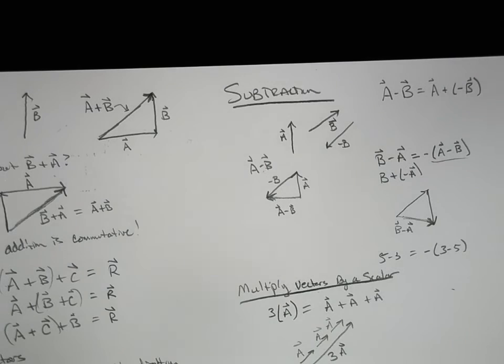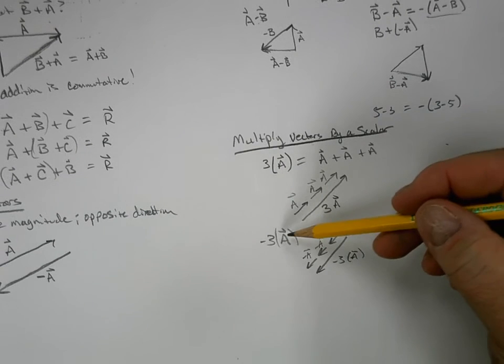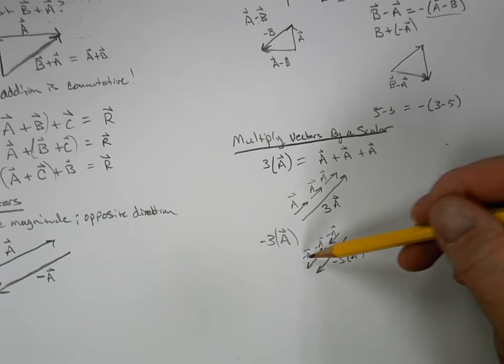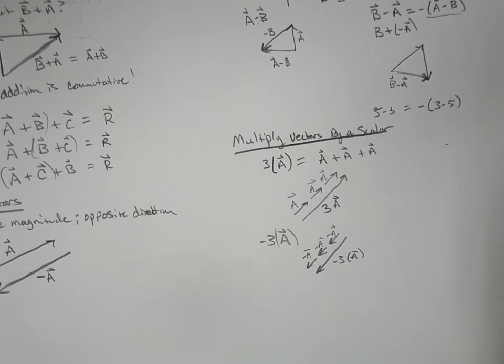Negative 3 times A is just going to be 3 negative A's, or 3 times the length of one positive A. For the assignments for tonight, you may need a protractor and a ruler, just to figure out what the degree measure is, and then be able to convert it to your rectangular.